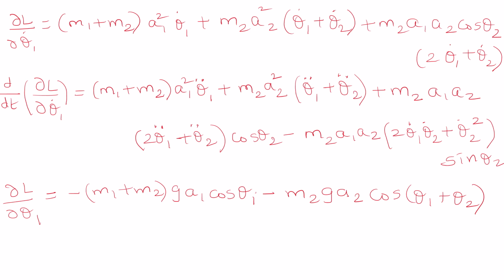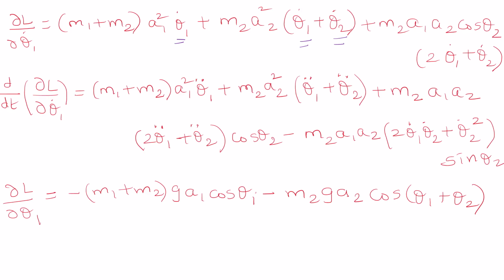So you need to find d/dt of ∂L/∂θ1 dot. You can say the same: wherever you have θ1, or θ1 and θ2, you have to differentiate that with respect to time now. So this term now becomes θ1 double dot. The same way, this term will be θ1 double dot. This will be θ2 double dot.